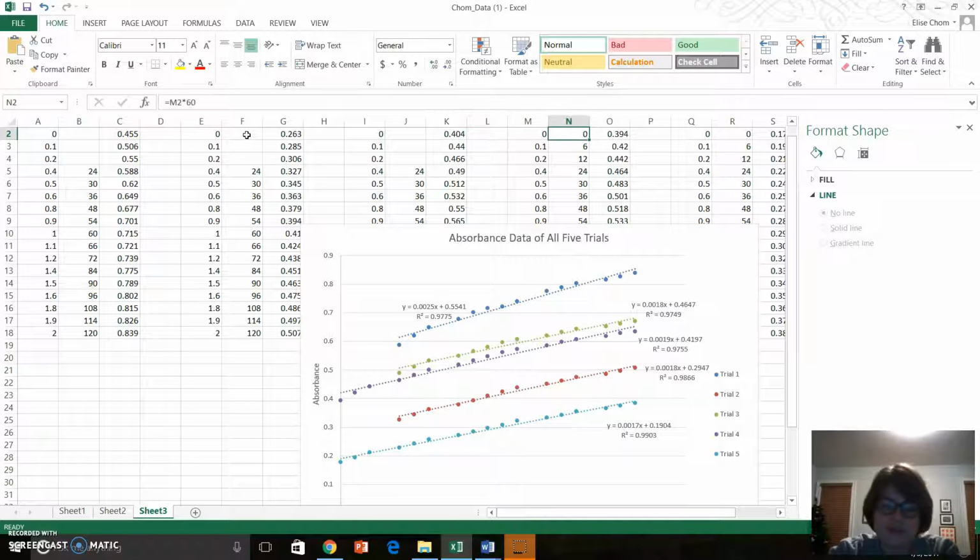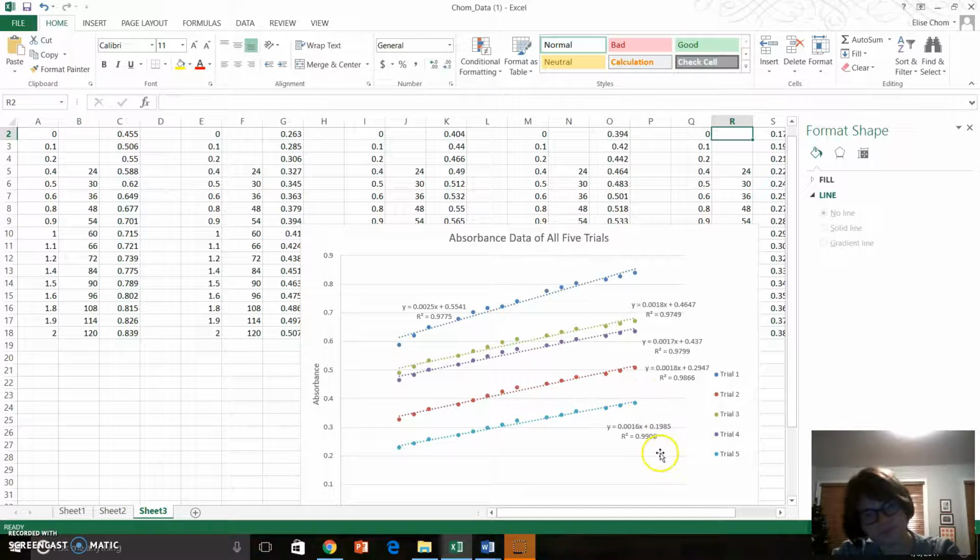Yours might be a little bit different, depends on how your data looks. You do not want to get rid of more than 3 on either end. So you can either do it the first 3 or the last 3. So there is that graph.